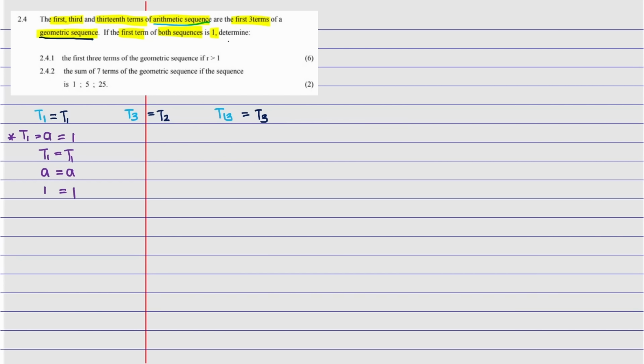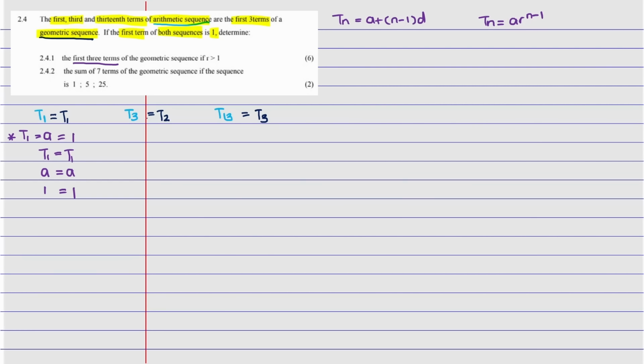So now with that information, they tell us to determine the first 3 terms of the geometric, right? So we're going to use the information that we're given to basically find the first 3. What we're going to need here is Tn. We're going to need Tn of the arithmetic, which is going to be a plus n minus 1 d. Then we're going to need Tn of the geometric, which is going to be a r to the n minus 1. So that's what we're going to do.